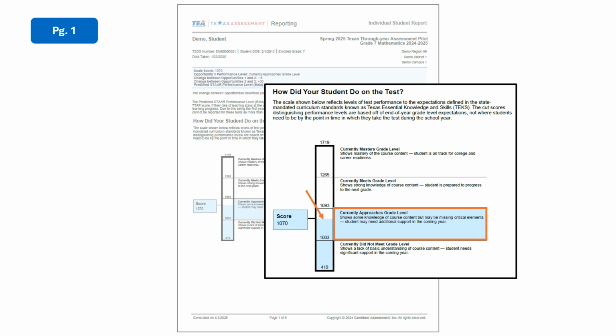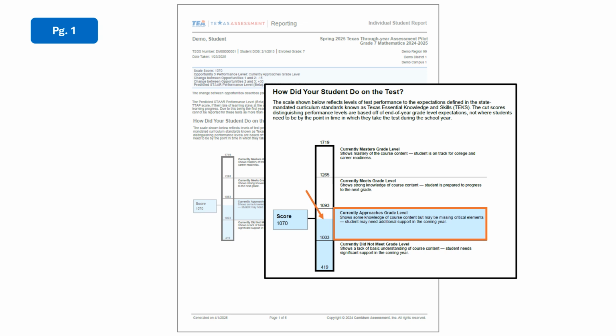The blue column provides a visual for how far a student is from the next performance level. In this example, the student landed in currently approaches. By looking more closely at the blue column, you can see that the student is well within the currently approaches performance level and comfortably above the minimum threshold needed to achieve this performance level.